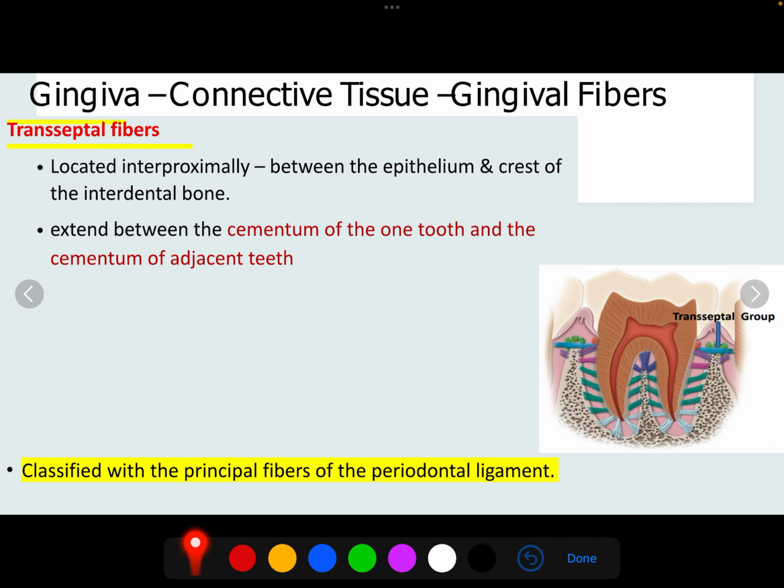Next are the transseptal fibers, the third group. They are also located interproximally. They are seen just below the epithelium and above the crest of the interdental bone. In this region they are found. They extend from the cementum of one tooth to the cementum of the adjacent tooth. These transseptal fibers are also part of the principal fibers of the periodontal ligament.